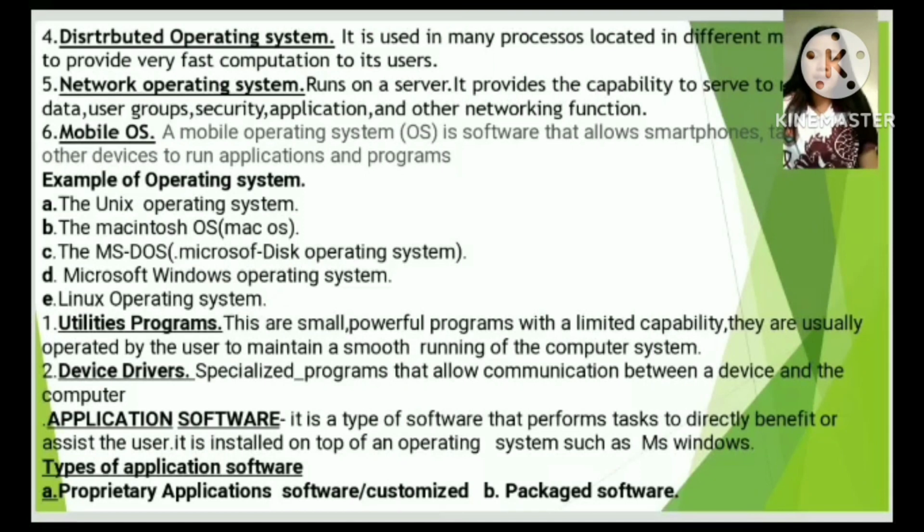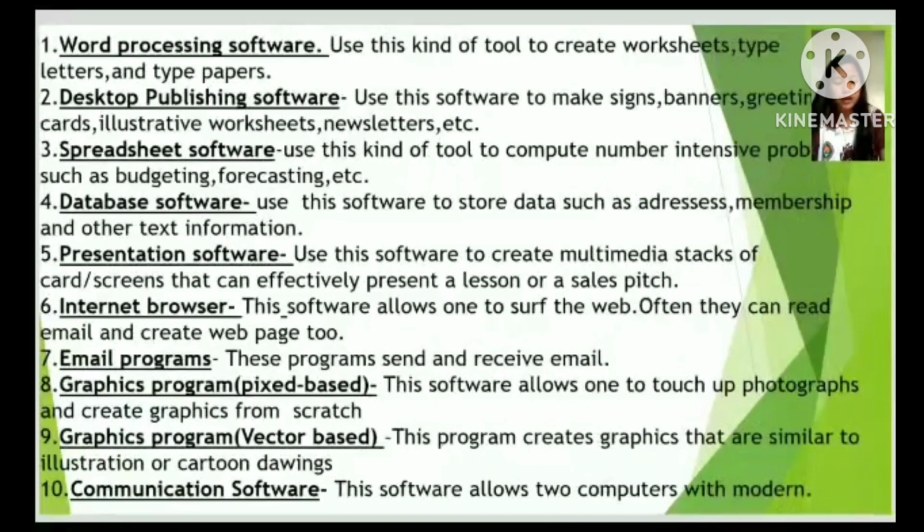Utility programs. These are small, powerful programs with limited capability. They are usually operated by the user to maintain the smooth running of the computer system. Various examples include file management, diagnosing problems, and finding out information about the computer, etc. Notable examples of utility programs include copy programs, which are typically provided by an internet service provider.